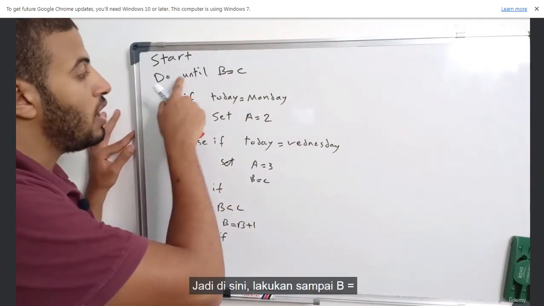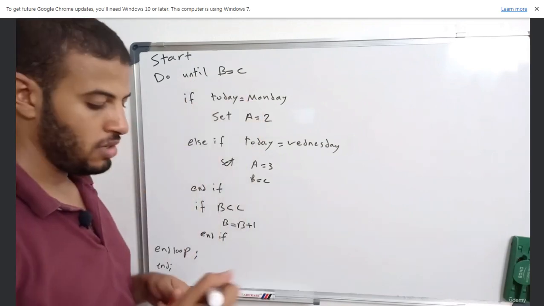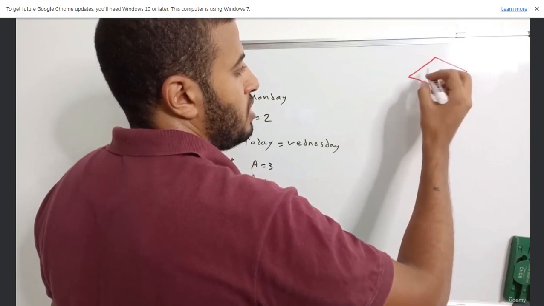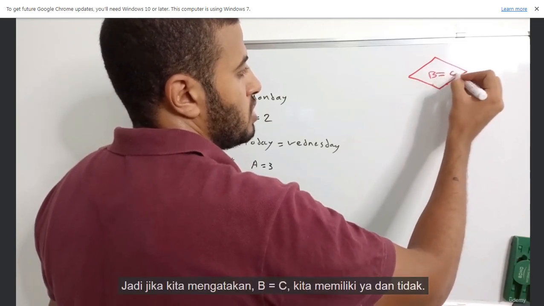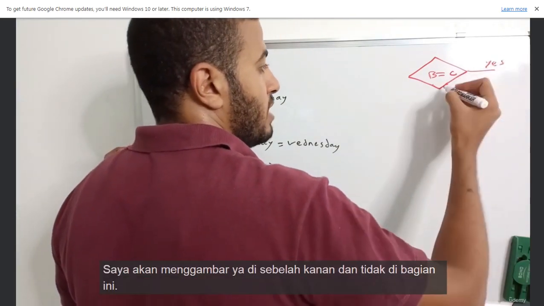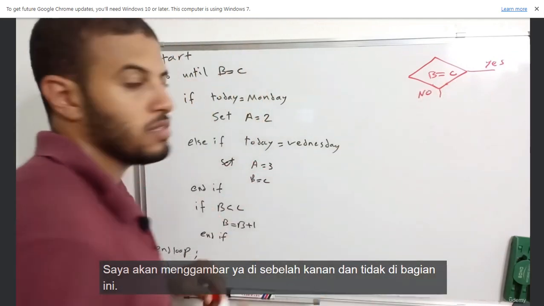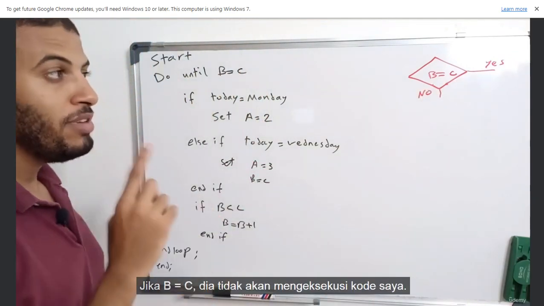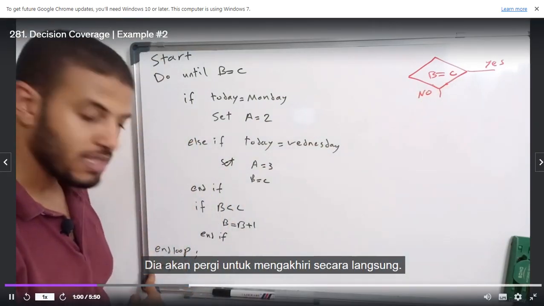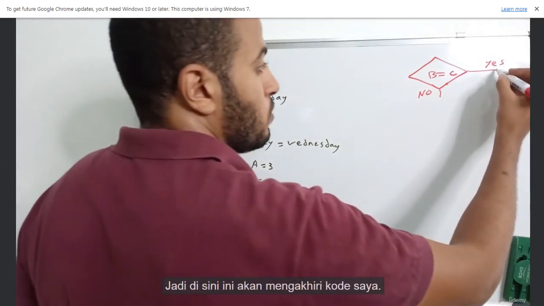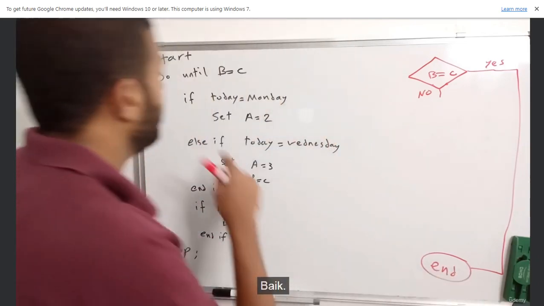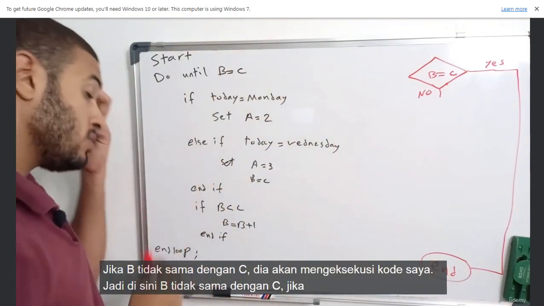So here, do until B equals to C. So if we say B equals to C, okay, we have yes and no. I will draw the yes in the right hand and no in this section, okay? If B equals to C, it will not execute my code, okay? It will go to end directly. So here, this will end my code. Okay? If B is not equal to C, it will execute my code.